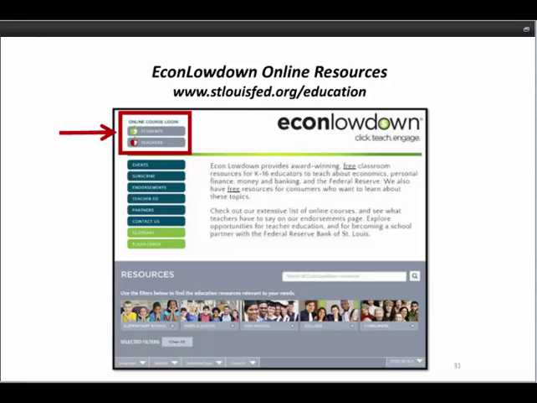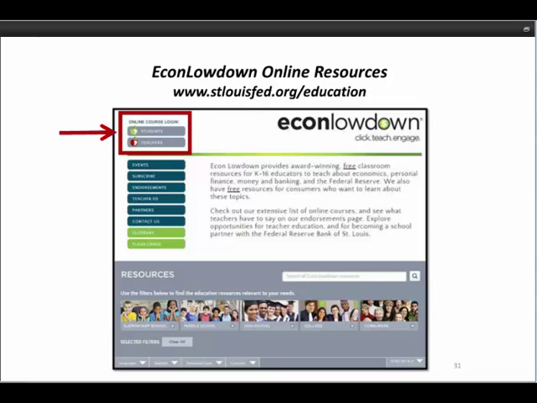www.stlouisfed.org/education, you see a webpage that looks very much like the one on the slide. You'll notice the gray bar at the bottom. That's our filter. We have a large collection of resources, and that filter in that gray area will help you drill down and find exactly what you're looking for.